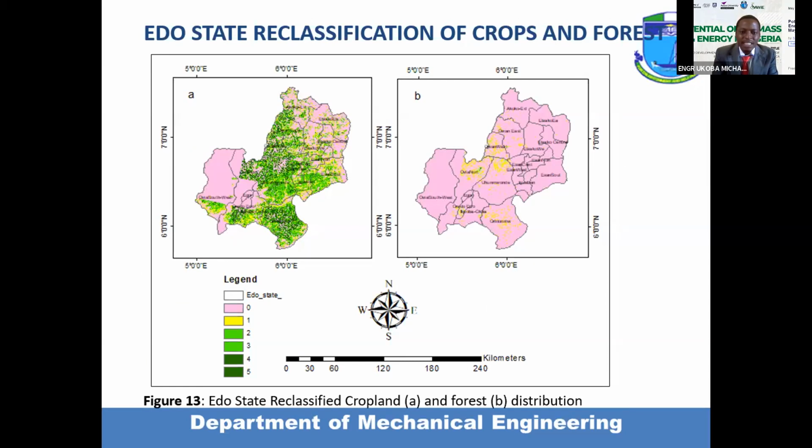Now, the high dense or high forest area is stipulated with thick green. Then, as it moves downward, you have light green and then yellow. The area that is shaded across the board shows the area that does not have forest or crop vegetation. And so that was how the analysis was done.